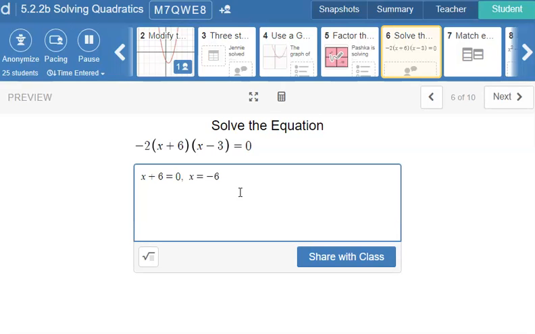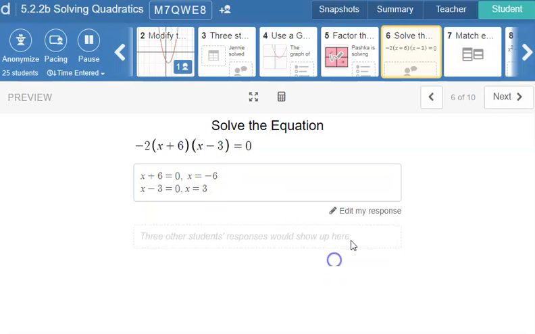The second equation is x minus 3 is equal to 0. And then you solve that one too. So you would add 3 and get x equals 3. So those are your solutions, negative 6 and positive 3.